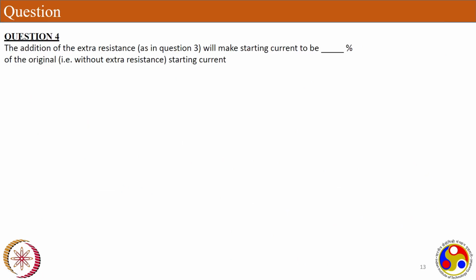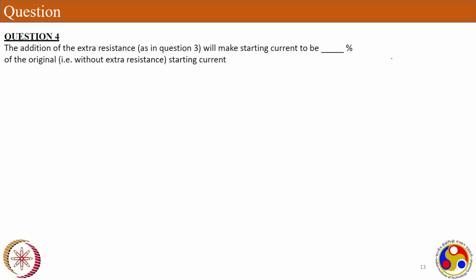Okay. Now another question. They are asking the same question: the addition of extra resistance as in question 3 will make my starting current to be what percentage? This is just a relation between currents, they are asking for the same condition as this previous problem. Now I need to have a formula for the current here. What is the relation between currents and the resistances? Then it will be easy.